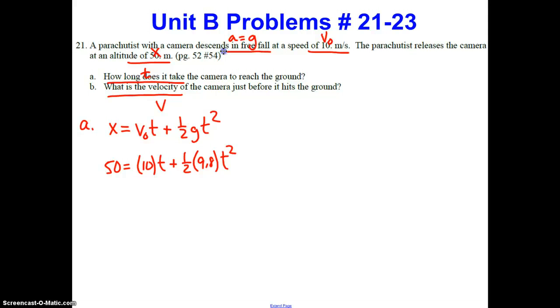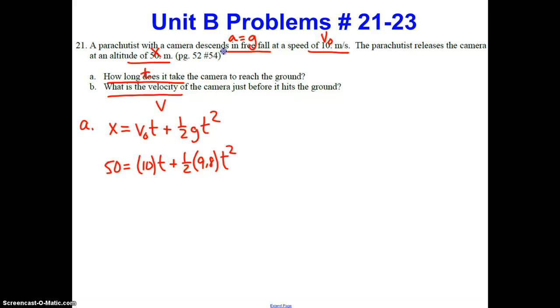Now you'll notice in this problem that the 50 meters is down, the 10 meters per second is down, and acceleration due to gravity is down. Therefore, we do not have to assign a negative value to the acceleration due to gravity because all the information is in a consistent direction, which is down. We could, but if we assign that negative value to the 9.8, we also assign the negative value to the 10 and also to the 50 to stay consistent.